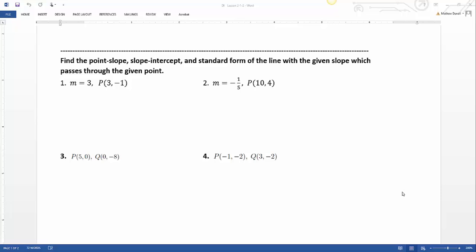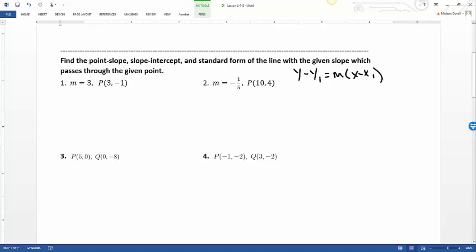So let's go over some of these problems. It says find the point slope, slope-intercept, and standard form of the line with the given slope. So we can look at number 2. Remember our point slope formula is y minus y1 equals m times x minus x1.